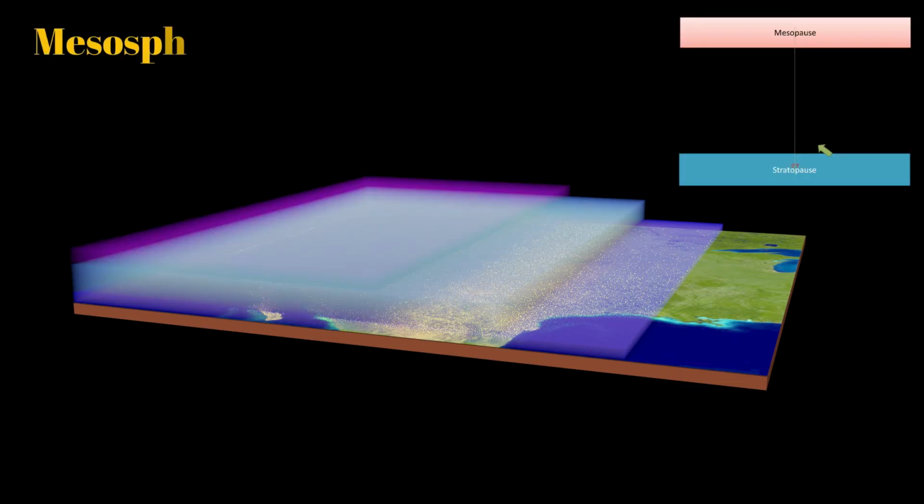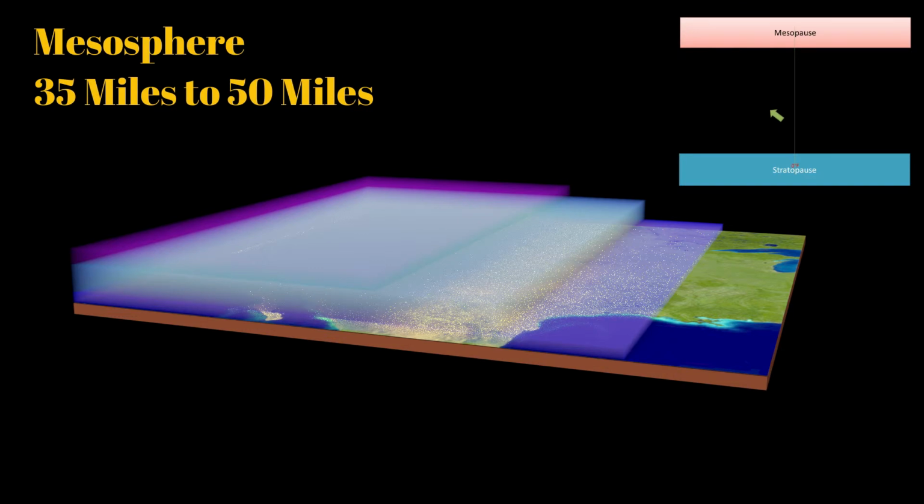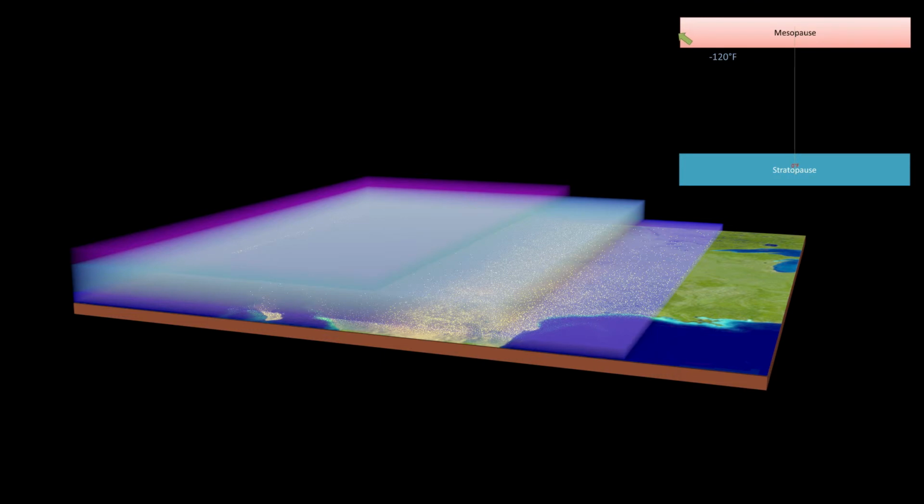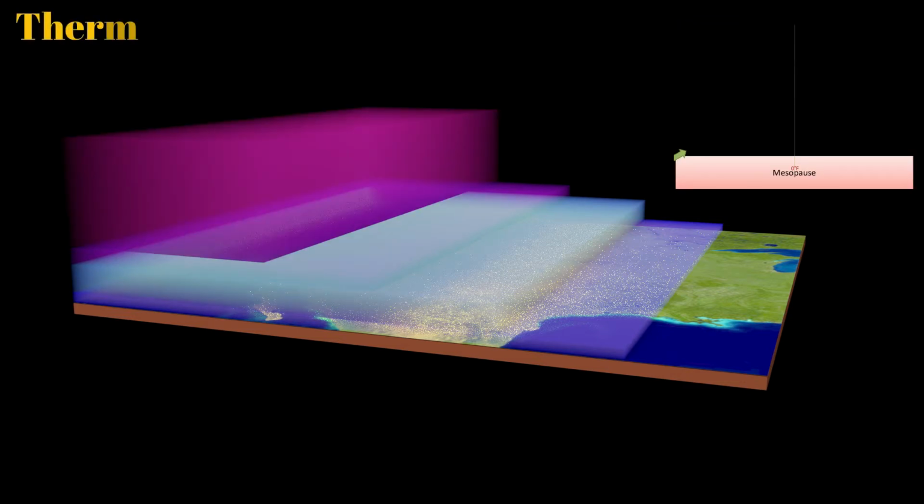As we enter the mesosphere, which is 35 miles in altitude, temperatures begin to decrease toward negative 120 degrees Fahrenheit at its top, which is 50 miles. As you probably guessed, temperature levels off for a spell in the mesopause. Then, as we enter the thermosphere, temperatures begin to dramatically increase to upwards of 2,000 degrees Fahrenheit.